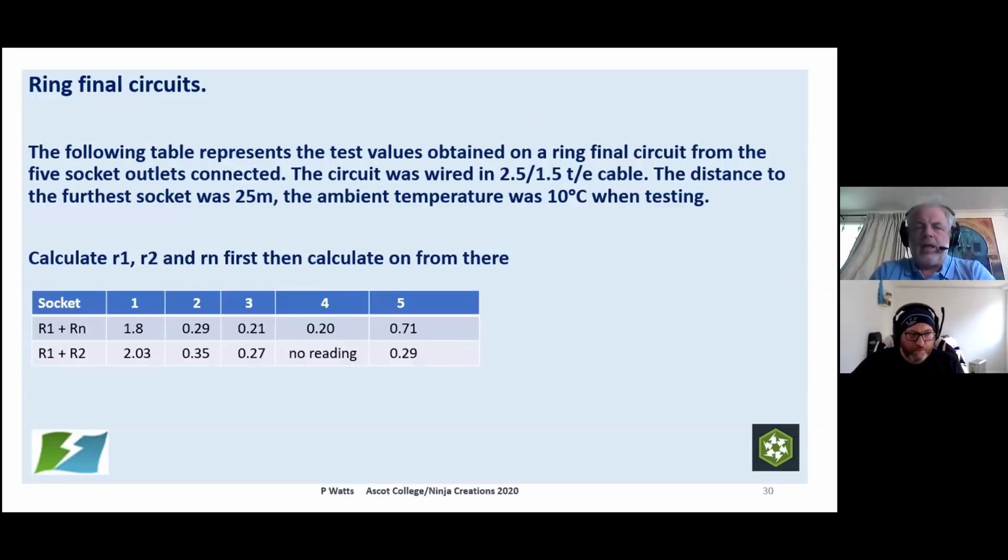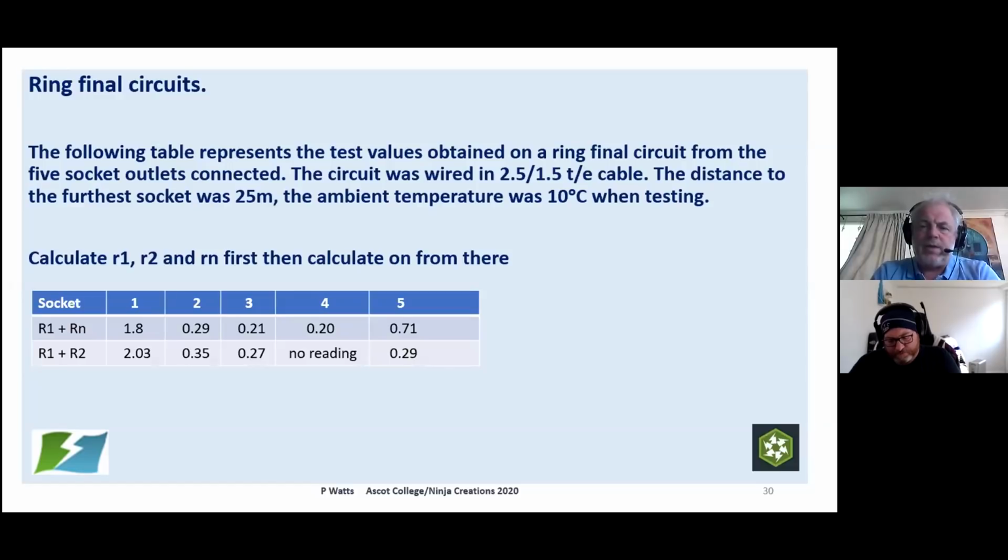So have a look at the following table. We've got a table here with some test results from 5 socket outlets. These were obtained on a ring final circuit from 5 sockets connected. The circuit was wired in 2.5 with 1.5 CPC, twin and earth cable. The distance to the furthest socket was 25 meters. The ambient temperature was 10 degrees, so it was cooler. And these were the actual measurements we recorded at the socket outlets for R1 Rn and R1 R2.